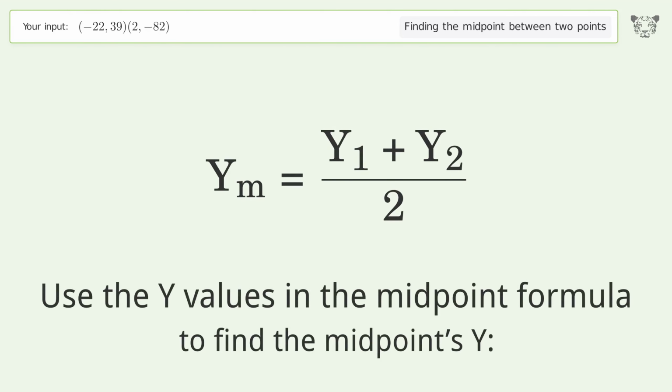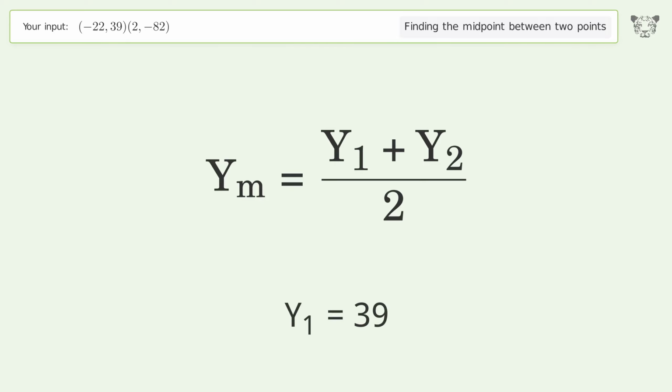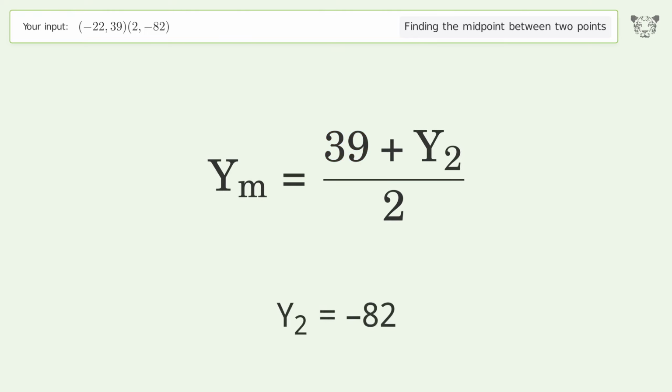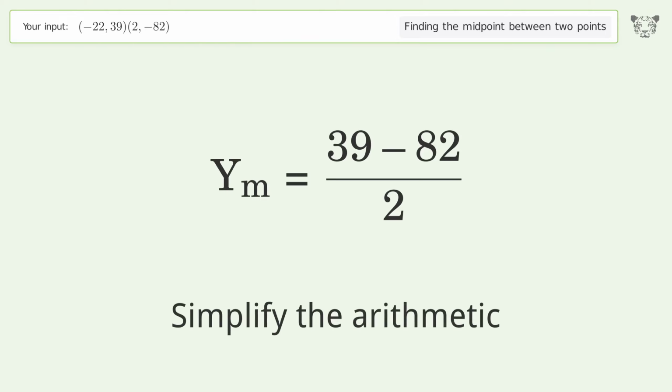Use the y values in the midpoint formula to find the midpoint's y. y1 equals 39. y2 equals -82. Simplify the arithmetic.